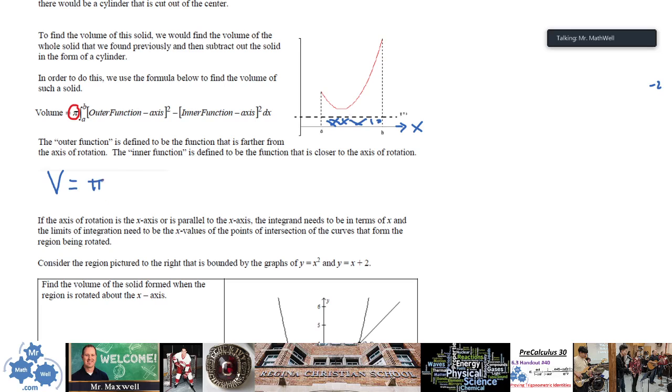It would be pi times the integral from a to b, whatever a to b is. And then we would have to make sure that we did the outer function f of x minus the axis of rotation, okay? And it's still going to be y equals 0. And then subtract this axis right here. If this is going to be the lower function, y equals 1, then we would do 1, or whatever that is, minus 0 squared dx, okay? And yeah, we'll do some examples of that in the next few minutes.